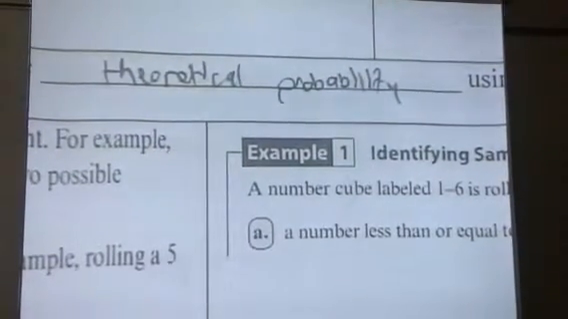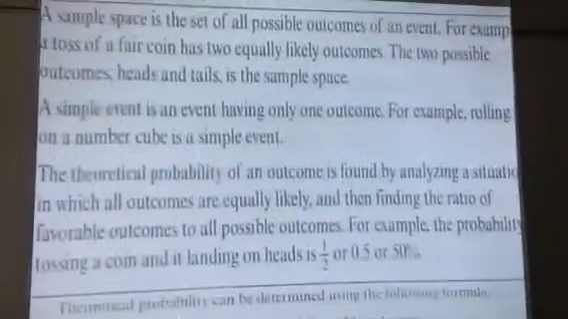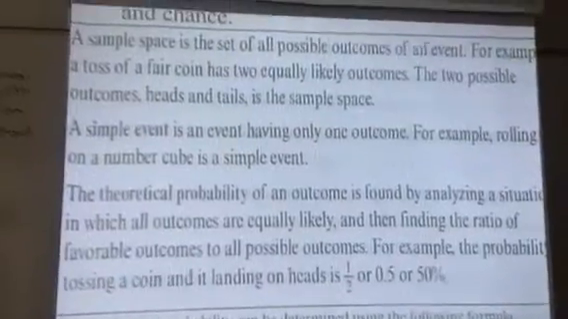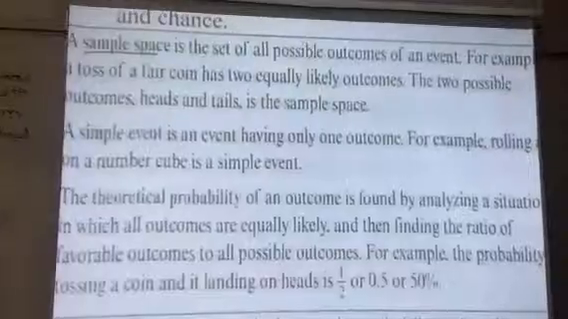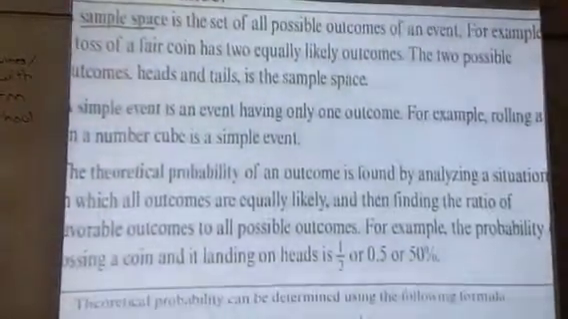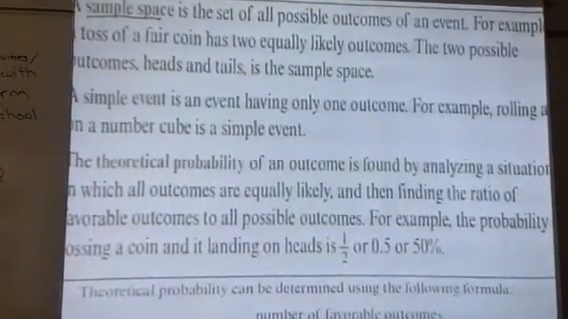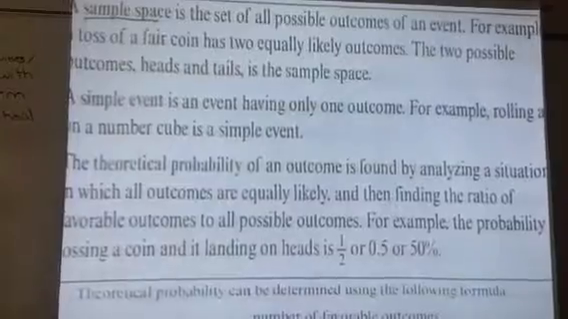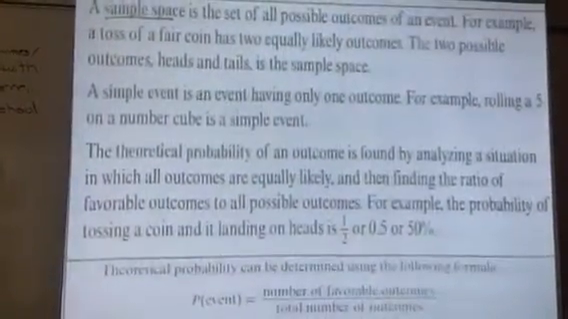It is more probable that the 10-0 team is going to win. Before we get into all that, just a couple of quick terms. First is sample space. Sample space is just the set of all possible outcomes for an event. For example, if you toss a coin, there are two possible outcomes, either heads or tails. Now, a simple event is an event only having one outcome. For example, rolling a 5 on a number cube is a simple event because that is the number that you rolled. That is the outcome.